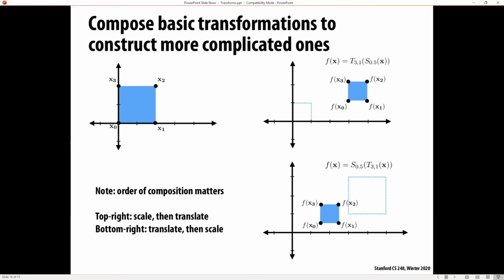And we can compose our basic operations out of these more complicated operations. And the order that we do that composition is going to make some difference. So if we consider this basic square here with these vertices, if we first applied a scaling to these vertices, right? So we have an x, and we first applied the function for scaling, that would scale down to this smaller box here. And then we apply the translation 3,1 to move over 3,1. This box is going to move over here.